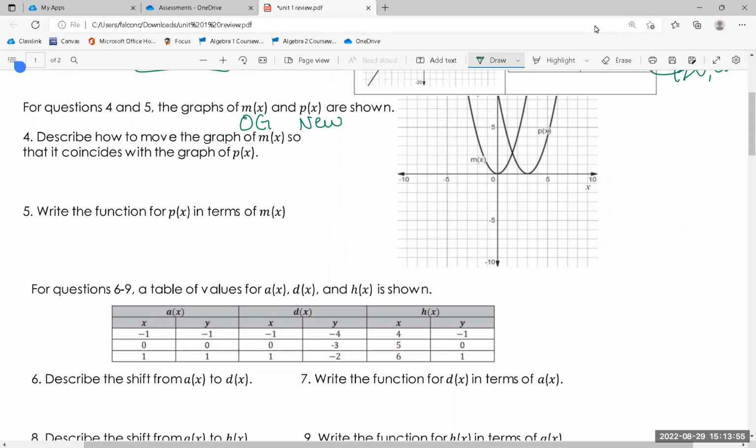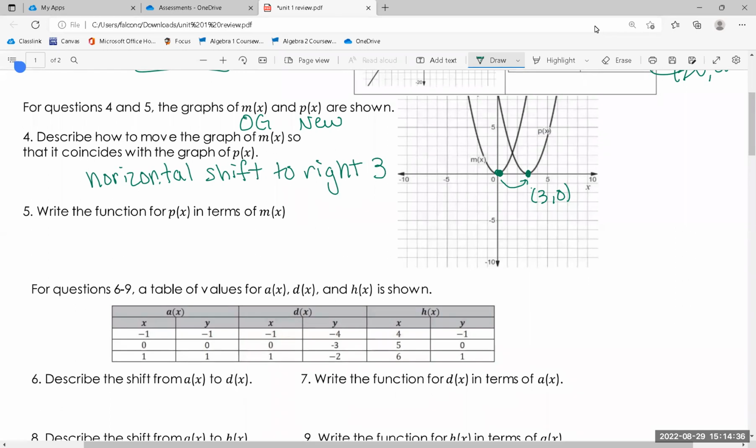So if I look, m of x is centered at the origin 0, 0. And then it looks like they just took this whole function and moved it to the right, looks like 3 units. So the new vertex is at 3, 0. So it looks like we did a horizontal shift, right? Because if we're moving to the right, we're horizontally shifting this graph to the right 3. So we moved it to the right 3 units.